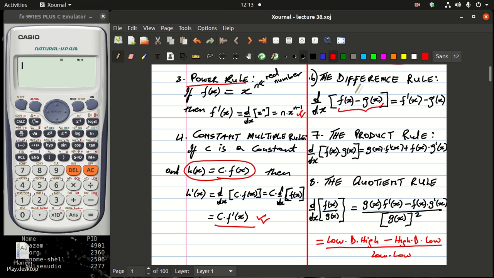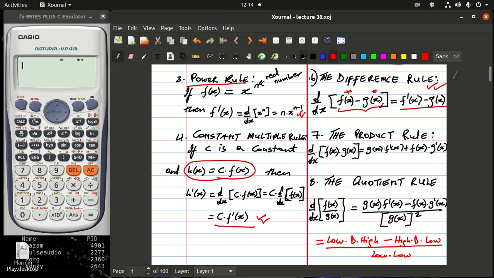All you need to do is take the derivative of f of x and the derivative of g of x, and then you just take the difference, or you just subtract the derivative of this from the derivative of that, and that is what we call the difference rule.